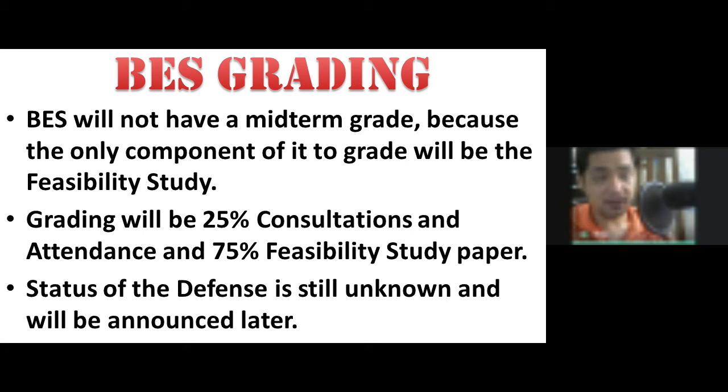However, in your final term card, you will see BES and ResPro, and you will get your final grade there. To put it simply, the grading system in BES will be 25% consultations and attendance, which we will start doing by the end of this week, and then your feasibility study paper. The final form of this paper is going to be submitted at the end of the school year. The status of the defense, as written there, is still unknown and will be announced later.